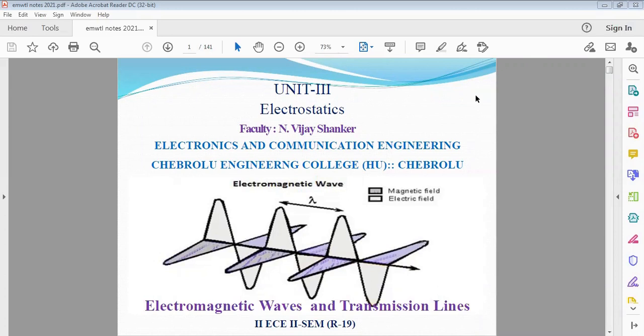Today, we are going to discuss another topic in electrostatics. Yesterday, we completed the electric field intensity due to an infinite line charge. Now, today, we are going to discuss the electric field intensity due to a circular ring. Electric field intensity due to a circular ring.